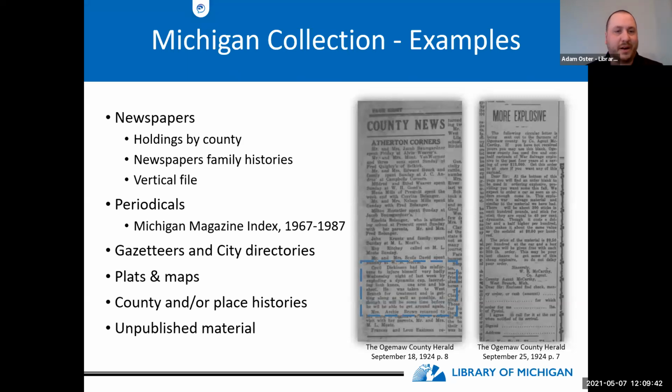We also have an index of magazines and periodicals, also gazetteers and city directories, plats and maps, county and place histories, unpublished material. So lots of different things that you can find just within the Michigan collection.